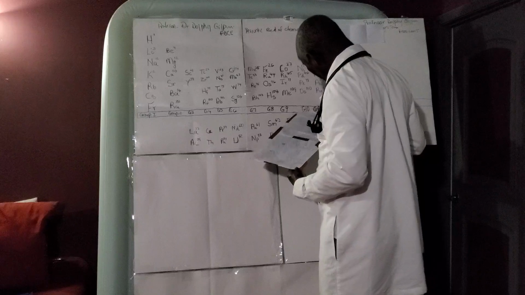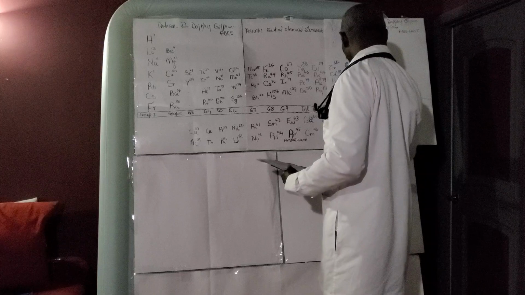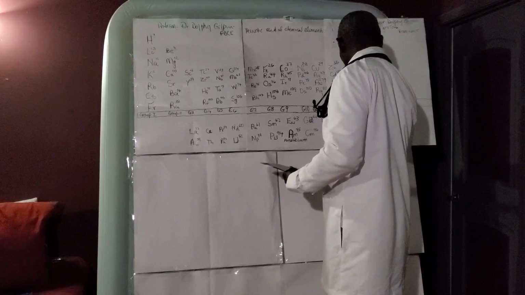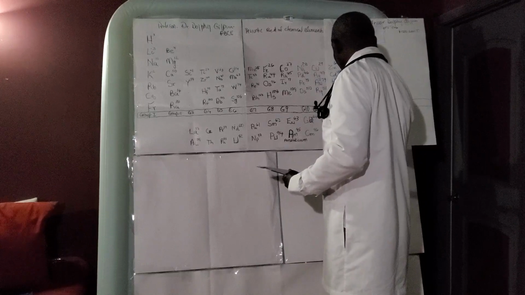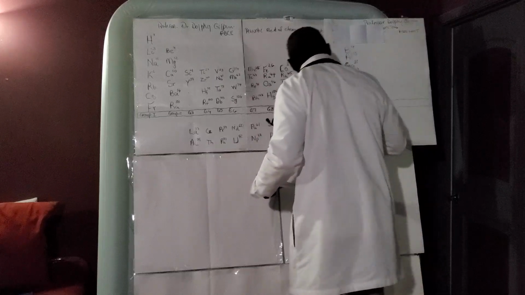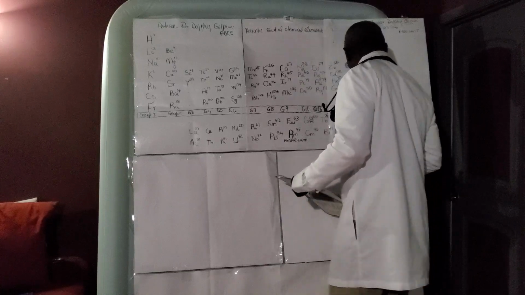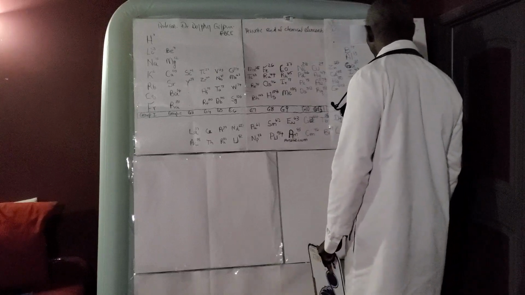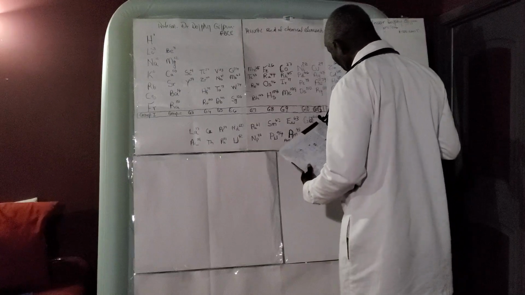Okay, we'll fill in the atomic number for Cn. Yeah, this is supposed to be 97. This is 96, 97, 98. And then this would be 97. So there we have completed group number 13.